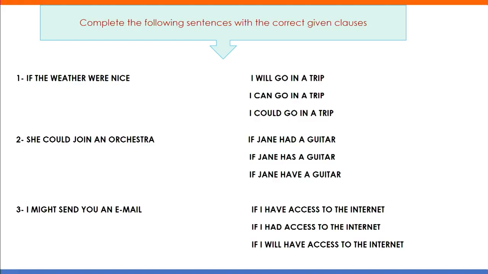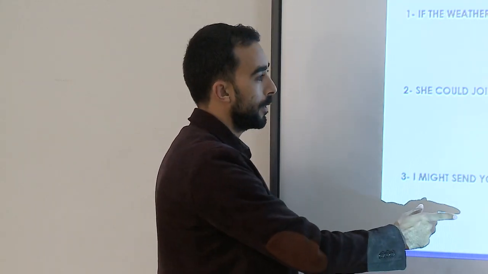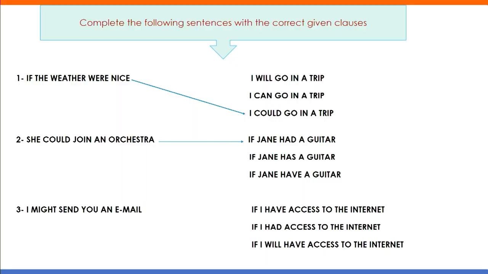So, let's see the answers. If the weather were nice, I could go on a trip. Second one, she could join an orchestra if Jane, of course, had a guitar. And the last one, I might send you an email if I had access to the internet.